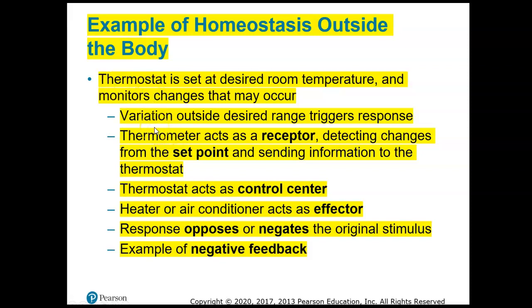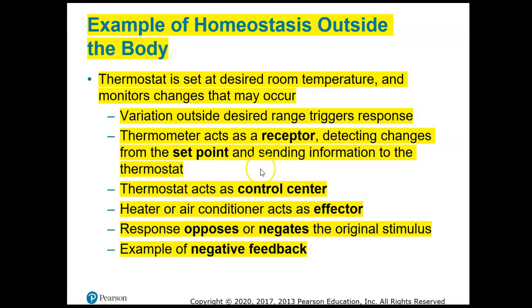Now, if the temperature goes up or down outside of the range of the 68 degrees, the thermometer is our receptor. It will read that the temperature has gone above or below 68, which is our set point. And then the thermostat is the control center. So the thermometer sends the temperature to the thermostat. The thermostat decides either to switch on the heater or the air conditioner, which both of those would be the effectors. Whatever the response is going to oppose the original stimulus or negate the original stimulus.